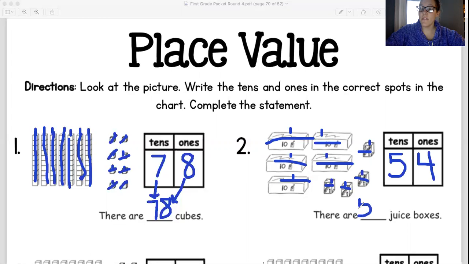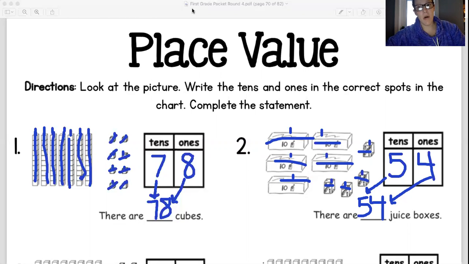There are 54 juice boxes. Again, it matches our numbers in our tens and ones chart: 5 tens, 4 ones equals the big number of 54. Okay, so if you made a mistake for number 2, that's okay. Take a minute, check it out.